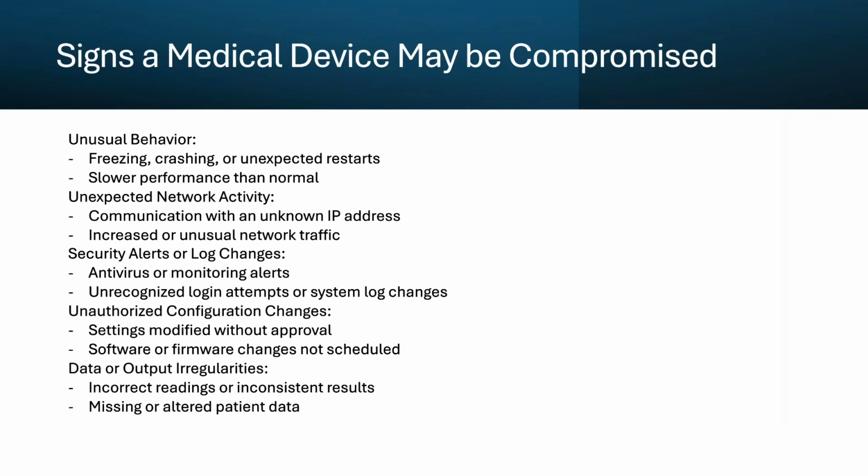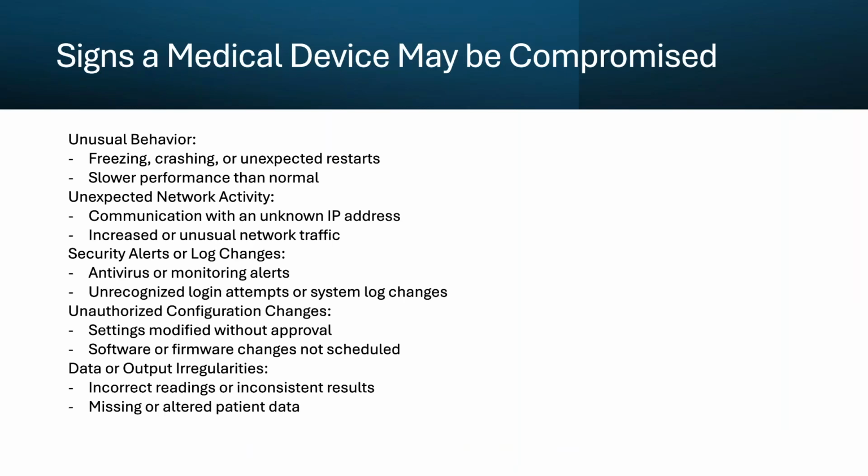Unexpected network activity is another key warning sign. If a device is communicating with an unknown IP address or you see increased or unusual network traffic, investigate immediately. Medical devices typically have predictable network patterns. They communicate with specific servers or systems. Deviations from that pattern warrant investigation.